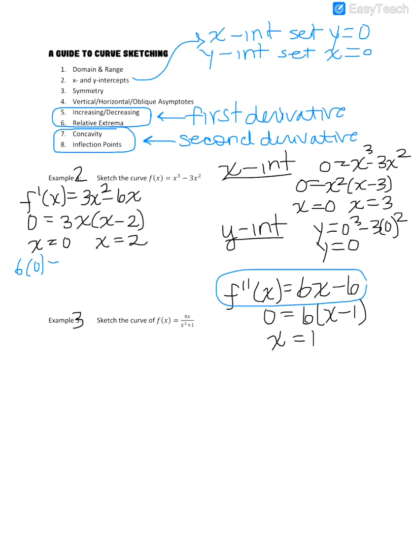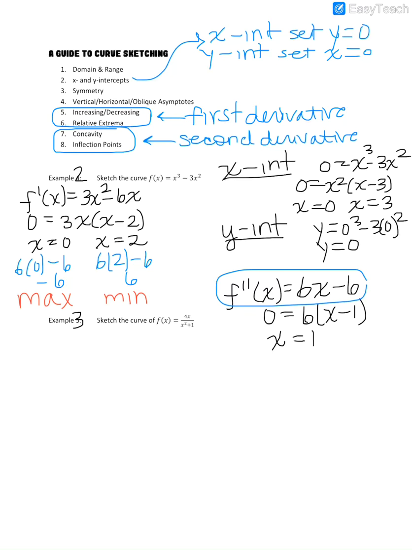6 times 0 minus 6, that gives me negative 6. Since it is a negative, it means it is concave down, and it means that at 0 I have a maximum value. All right, let's try the 2 now. 6 times 2 minus 6, that gives me 6. That is a positive. It means at that point it is concave up, which means at 2 I have a minimum value. Okay, now this actually tells me increasing or decreasing as well.